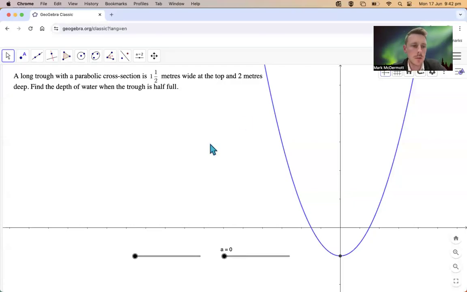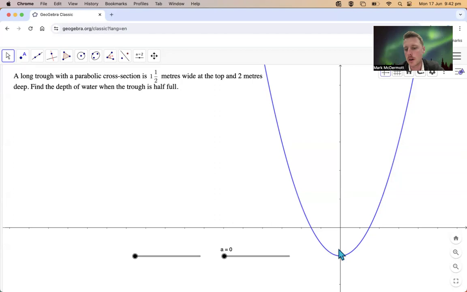All right, so we're going to look at an applications of integration question. And this question is quite short, so the shorter the question is, the more worried you need to be, I reckon. All right, so a long trough with a parabolic cross section is 1.5 meters wide at the top and 2 meters deep. Find the depth of water when the trough is half full.